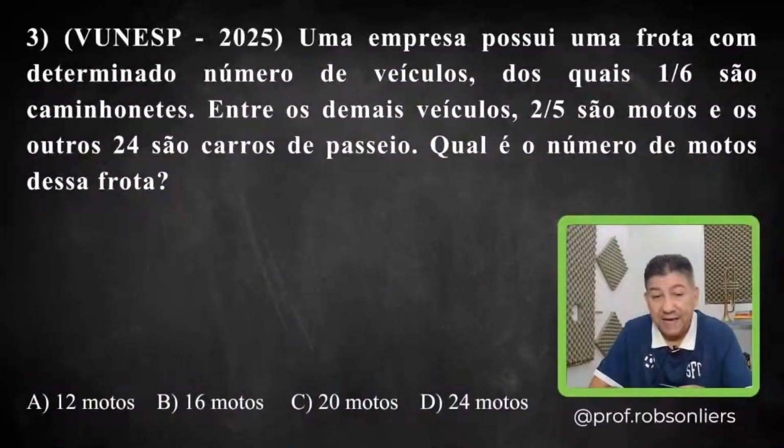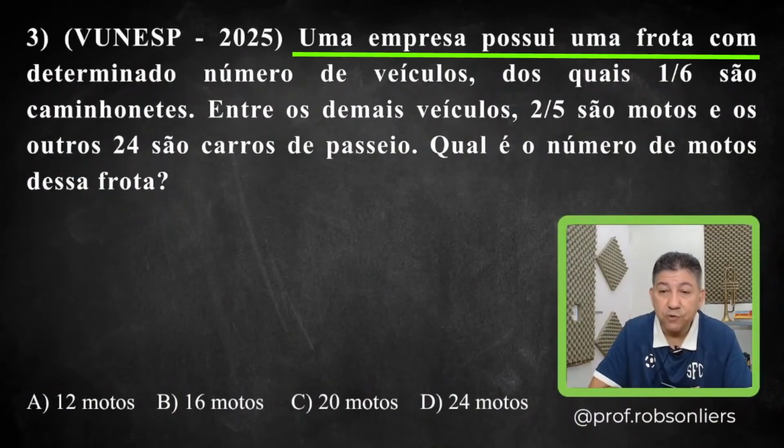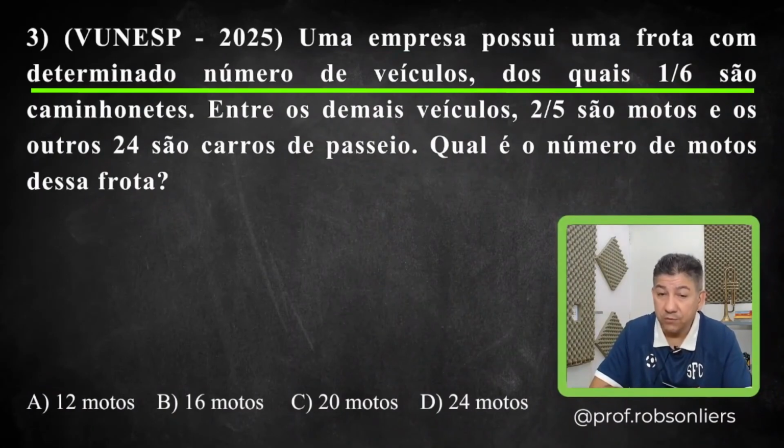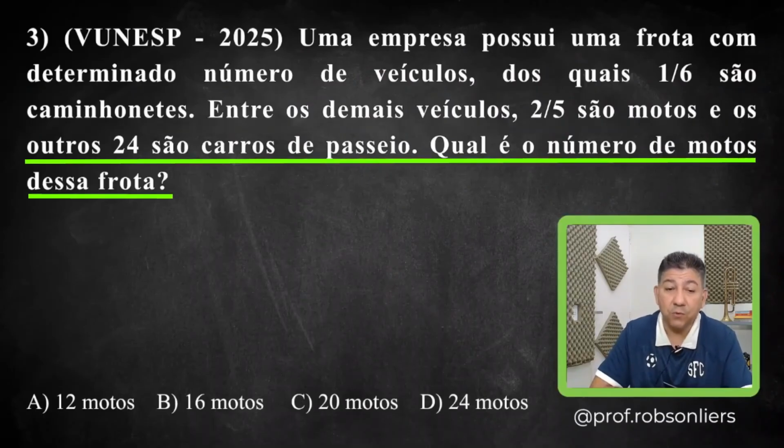A Vunesp question from 2025, which says the following. A company has a fleet with a certain number of vehicles, of which 1/6 are pickup trucks. Among the remaining vehicles, 2/5 are motorcycles and the other 24 are passenger cars. What is the number of motorcycles in this fleet?